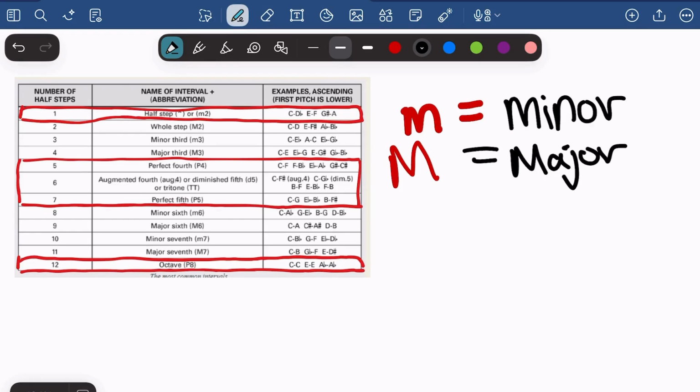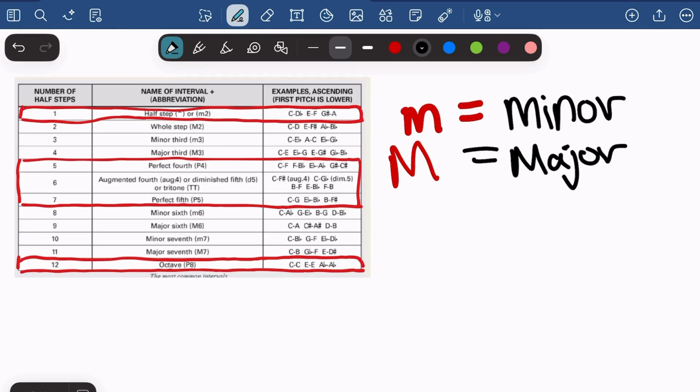Starting with 2 half steps, we call that a whole step, and it's represented with capital M2. 3 half steps, we have a minor third, which is lowercase m3. 4, we call it a major third. 5, we call it a perfect fourth, so it's different. Now 6, we have augmented fourth, or a diminished fifth, also known as a tritone, and I'll be going over the differences in this video. And 7, we call this a perfect fifth, and we can keep going down.